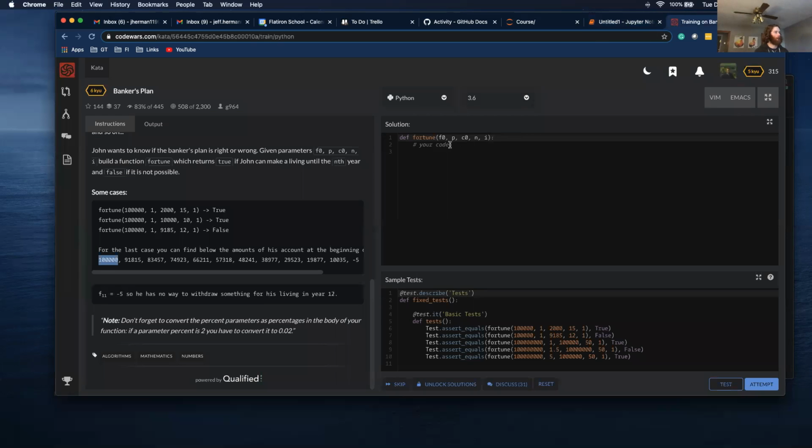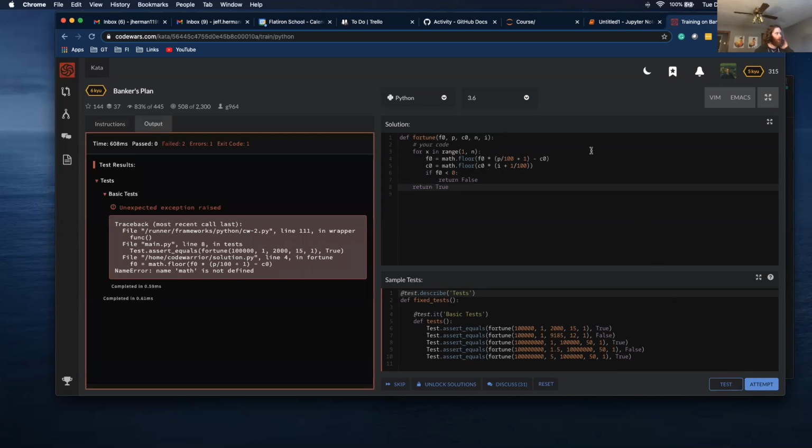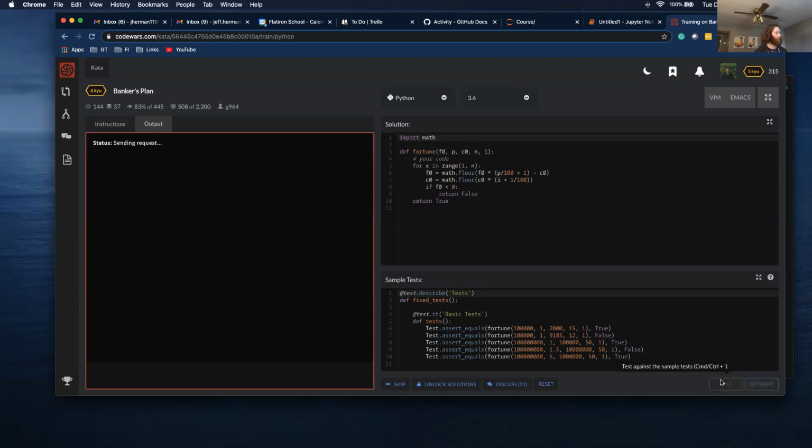I'm going to try it out. Then every time through, I'll check if it's negative. If F0 is less than 0, return false. Otherwise, return true. And I didn't import floor, so import math.